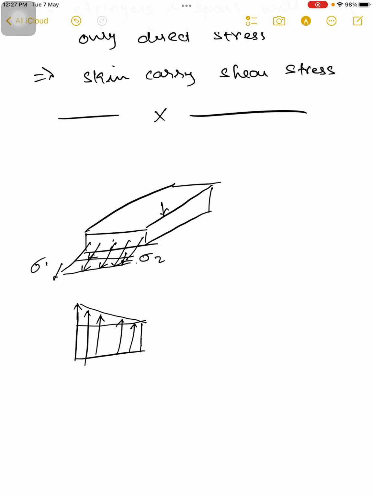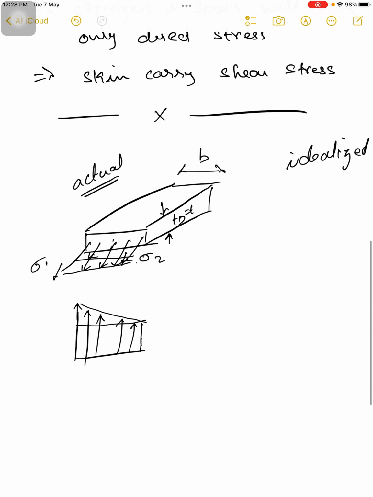The thickness will be t, and the length of the section will be b. So now this is the actual section. Now we will convert this into the idealized one. For our assumption, these booms will carry direct stress and this panel, the skin, will carry shear stress. We have a uniformly distributed stress. So what we do is convert it into two booms.